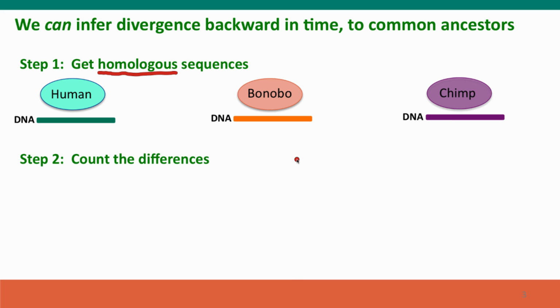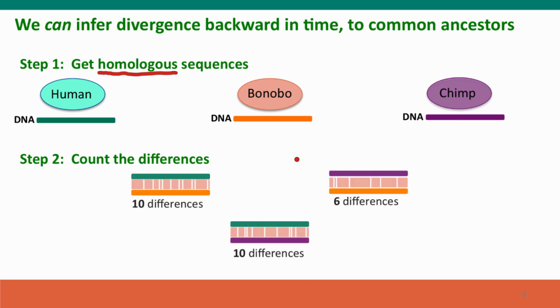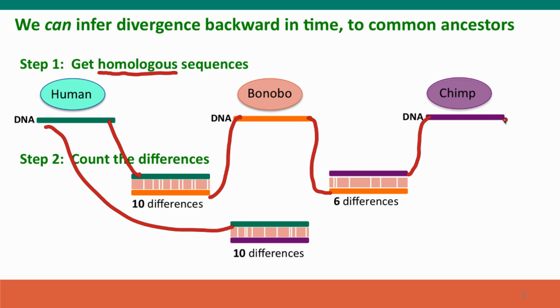So the next step is to count the differences between the sequences, and we do that pairwise. So here we're comparing the human and the bonobo sequence. Here we're comparing the chimp and the bonobo sequence. And here we're comparing the human and the chimp sequence. And as I've drawn it, when we compare these, we see 10 differences between human and bonobo. Now, this could be true of real sequence, provided we chose an appropriately short sequence.